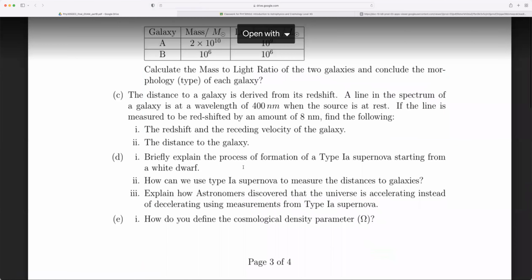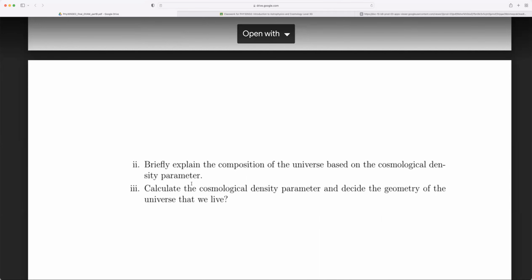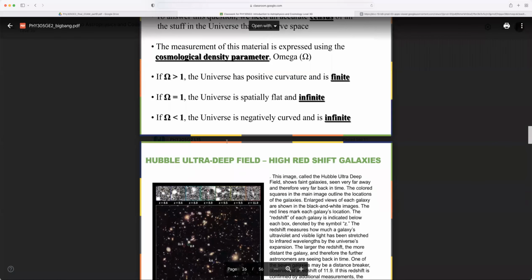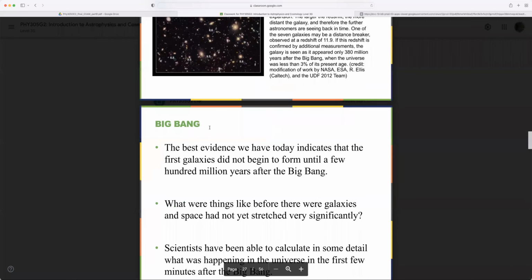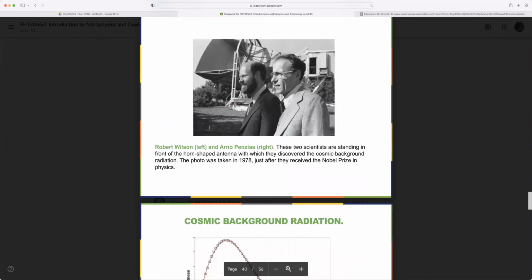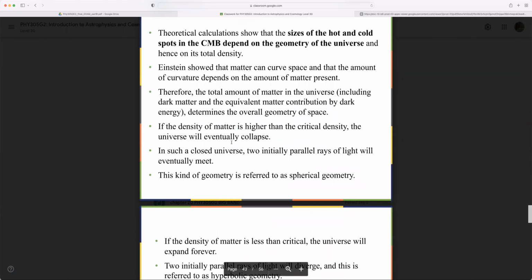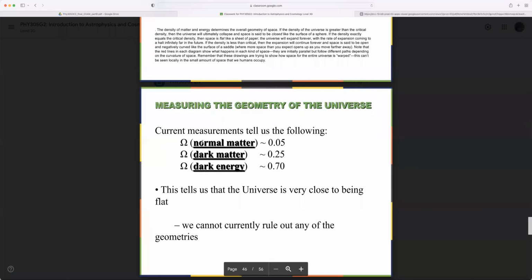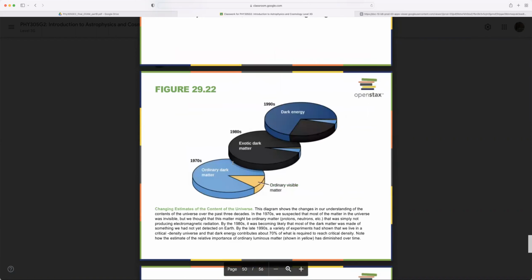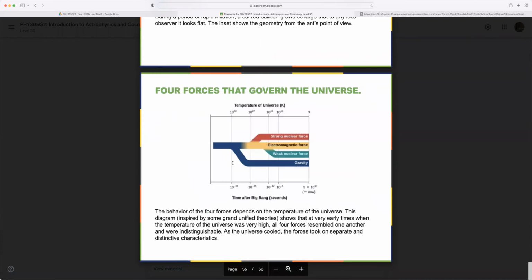And then the next question is briefly explain the composition of the universe based on the cosmological density parameter. So that is again the composition of the universe based on the cosmological parameter, because if you go down, you will see that this cosmological density parameter has actually a few other components, right? Here is the composition. You can see that this cosmological density parameter has three components: the normal matter, that is the matter that we used to study, and the dark matter and the dark energy. Right? So make sure that you understand that composition. And then I have given you some more details about the curvatures of the universe. You can see that there is a lot of information. But just get the idea as much as possible, right?